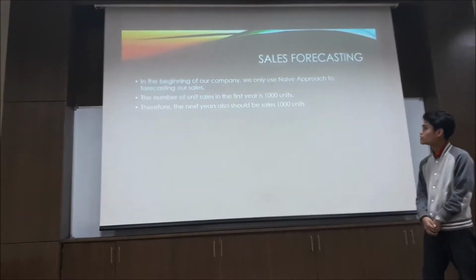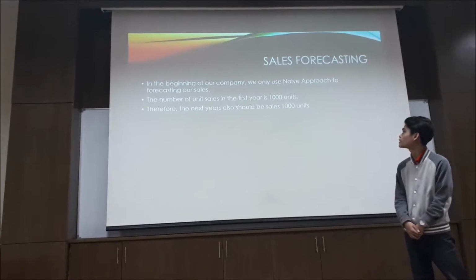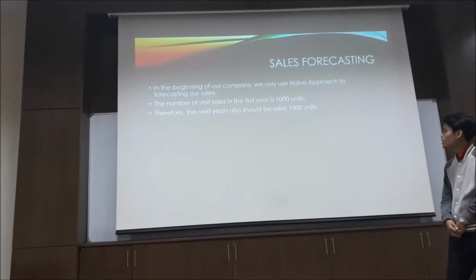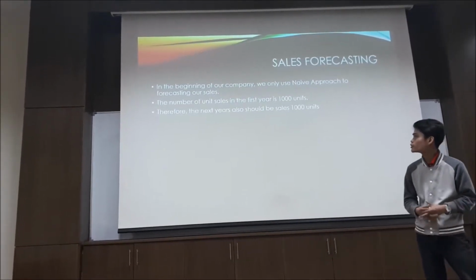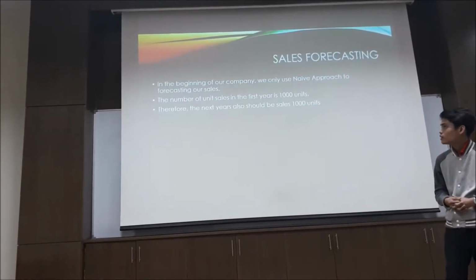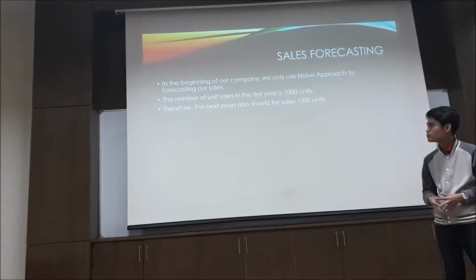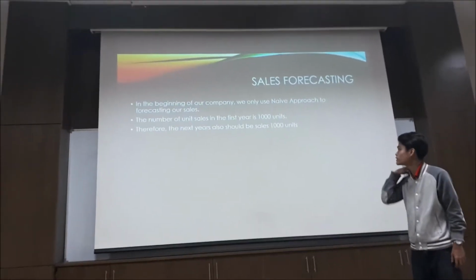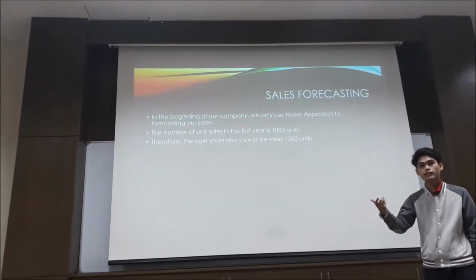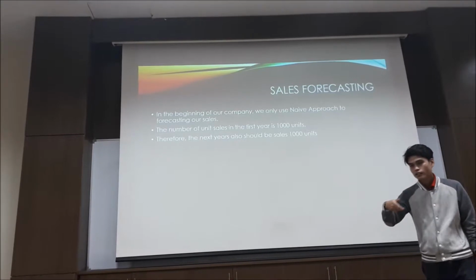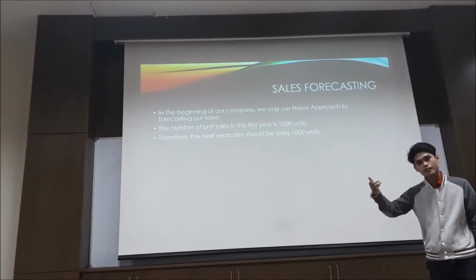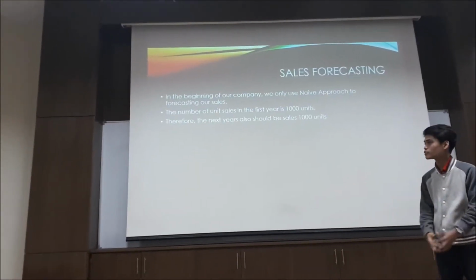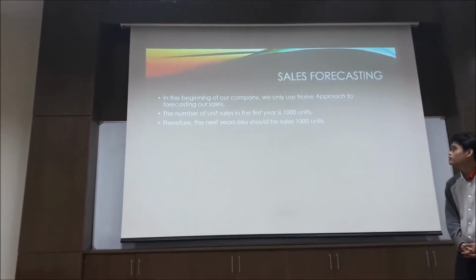And the last part is sales forecasting. In the beginning of our company, we only use the naive approach forecasting for forecasting our sale. So this means the number of unit sales in the first year is 100, and then the next year is also the same, and third year and so on is also 100 units. Okay, that's all of my part. Thank you.